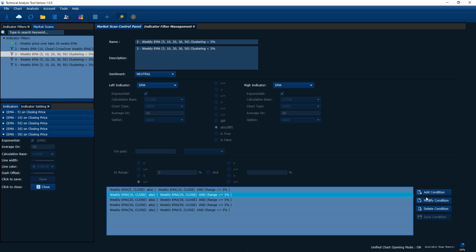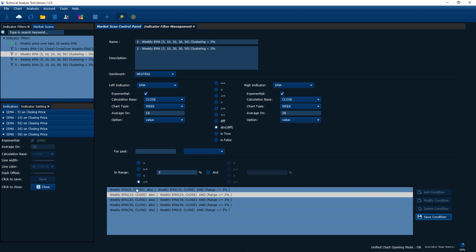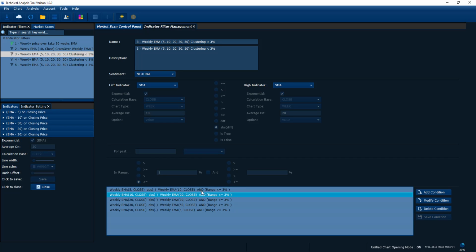And then you jump into another condition. So you create another condition. Say, also I want my 10 weeks EMA, ABS diff with my 20 weeks EMA, and that value has to be inside 3% range as well. So that's our second. 5 weeks compared with 10 weeks, 10 weeks compared with 20 weeks EMA.